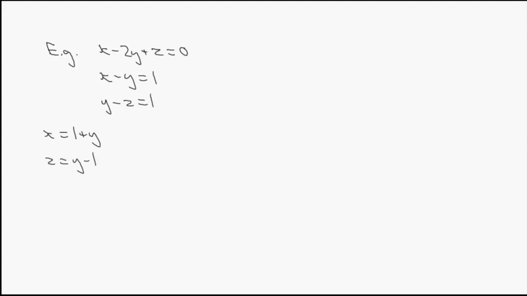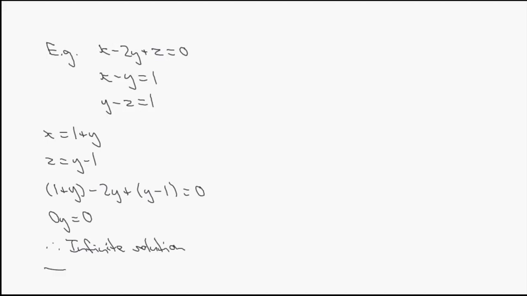So with these values, we move it back to the first equation. 1 plus y minus 2y plus y minus 1 equals 0. Simplifying it further, we will ultimately get 0y equals 0. This means that it will be an infinite solution. And hence, the system will be consistent.